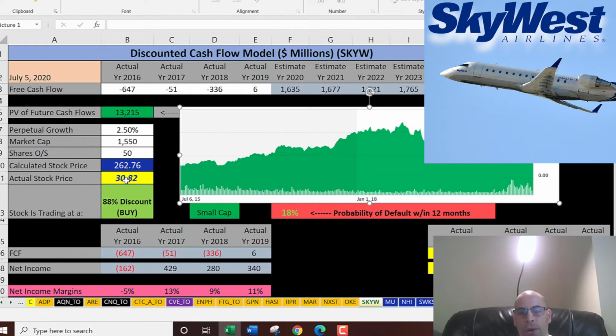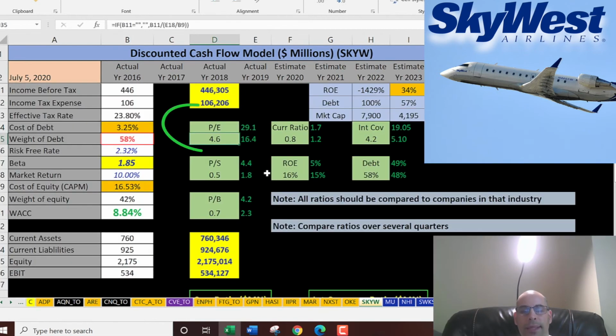Let's look at the financial ratios. That's an amazing PE, 4.6. That's price of stock over earnings per share. A really good price of sales of 0.5, price of stock over sales per share. And also a really good price to book of 0.7, price of stock over book value per share.